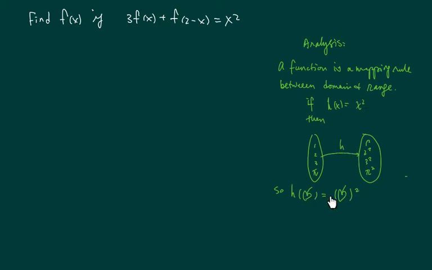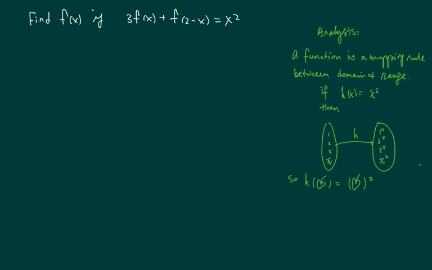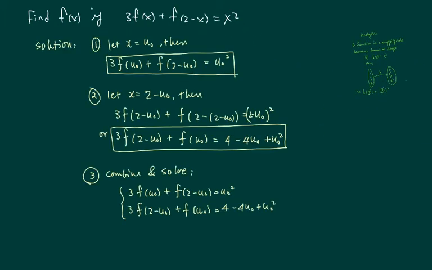Now, how is this going to help us solve this problem? Well, let's take a look. Okay, the solution looks something like this. We're going to pick an arbitrary number. Let's call it u0. I'm going to substitute u0, this arbitrary number, into this equation.